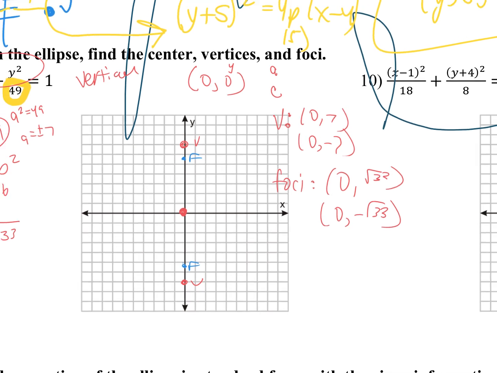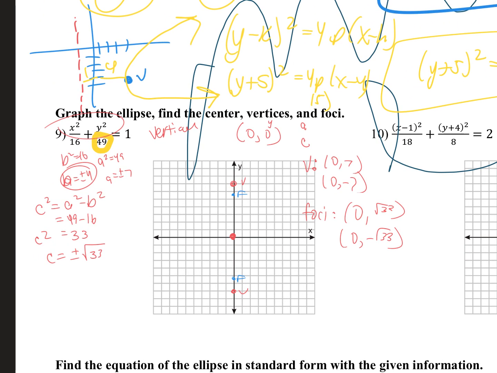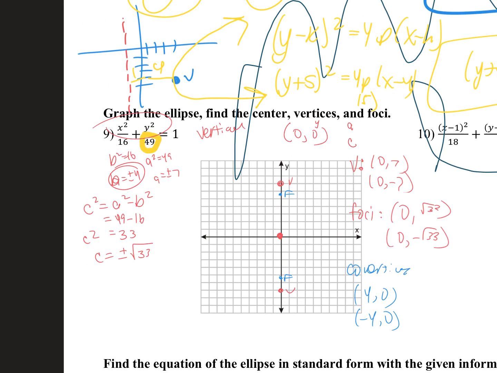Now my co-vertices are going to be my B value. So my co-vertices are going to be at 4, 0, and negative 4, 0. Your co-vertices are the ones that aren't the most important. Those are the ones that are on the opposite of all the major stuff. So this is going to be at 1, 2, 3, 4. And 1, 2, 3, negative 4. And then when you draw your ellipse, it looks something like this.